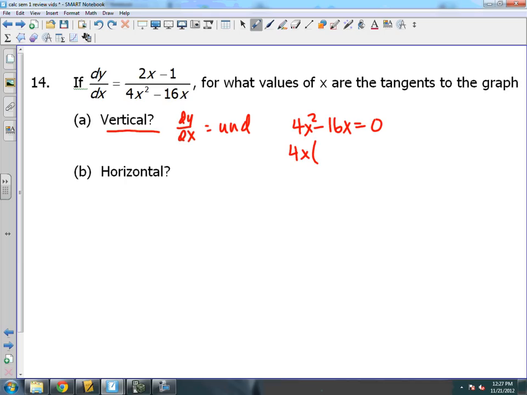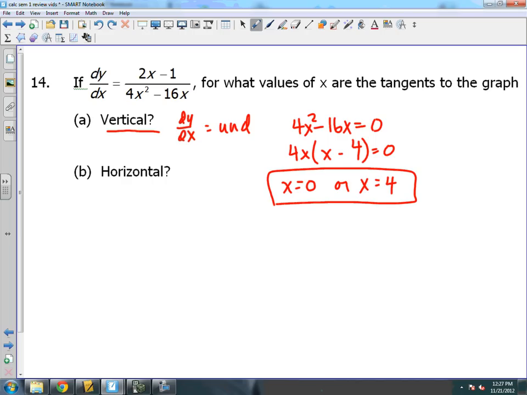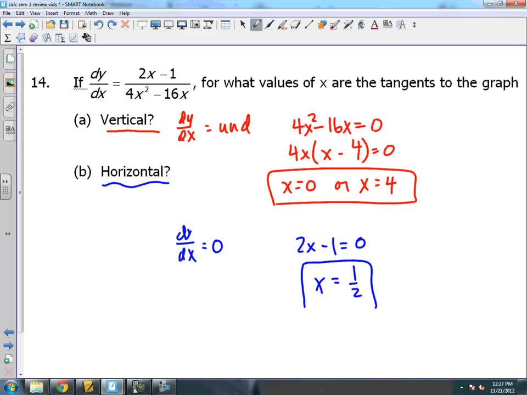So I could take out a 4x. I'm left with x minus, not minus 16, x minus 4 equals 0. So then the zero products property tells me x equals 0 or x equals 4. So values of x that make the derivative undefined are 0 and 4. On the same note, values of x that make the tangent lines horizontal is when the top equals 0. So if dy dx is going to equal 0, then I'm going to set the top equal to 0. When you do that, really quickly you get x as a half.